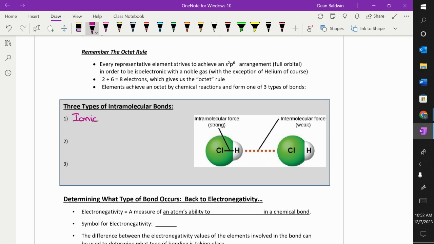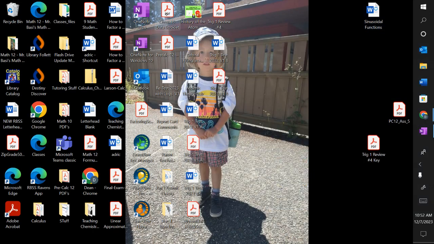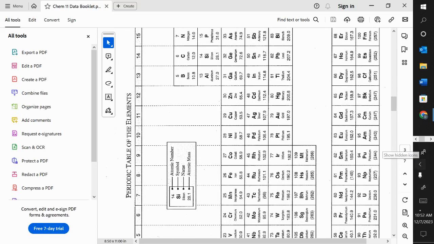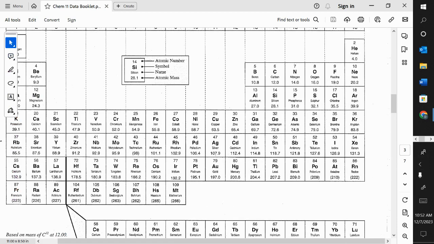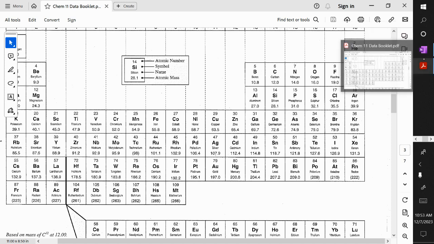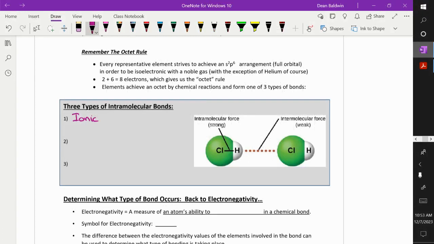Something on the left side of the periodic table and something on the right side. So something like calcium and fluorine, a metal and a non-metal, is generally an ionic bond. Whereas if you have two non-metals, like sulfur and oxygen, we would have called that a covalent bond. But you can break covalent bonds into a couple of different types.